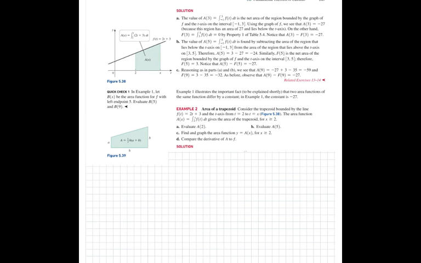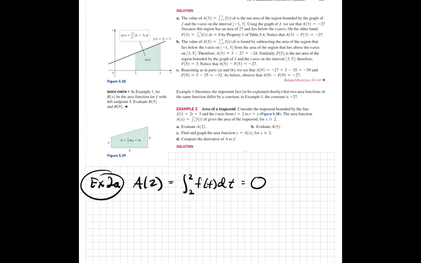So for example 2a, we're asked to find A of 2. A of 2 is going to be the integral from 2 to 2 of f of t dt. But if we integrate from a number back to itself, that should be 0. So the area under the curve at that point is going to be 0. Then let's look at example 2b.